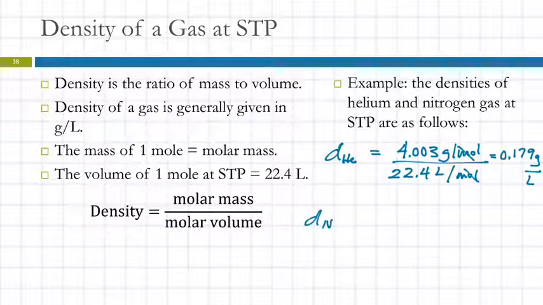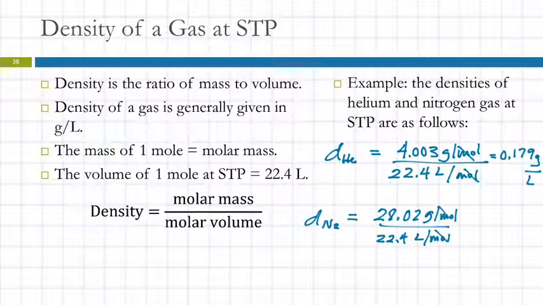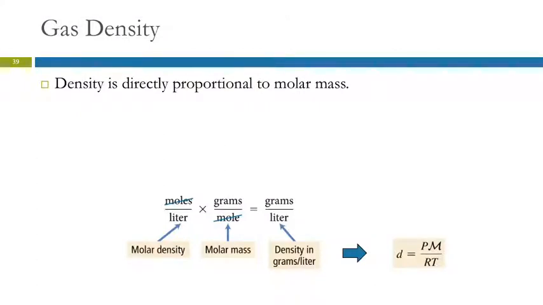So the density of nitrogen: it's N2, so the molar mass is 28.02 grams per mole. Again, dividing by the molar volume at STP gives 1.25 grams per liter. The density of a gas is directly proportional to its molar mass, because the volume is proportional to the number of particles. So the density is proportional to the molar mass.